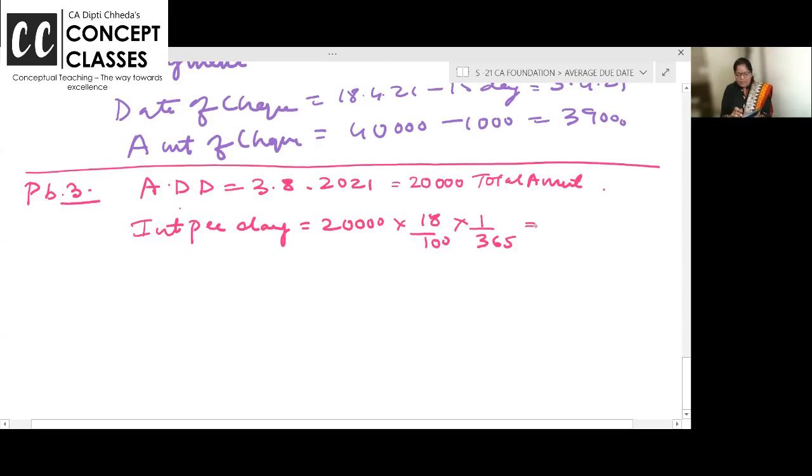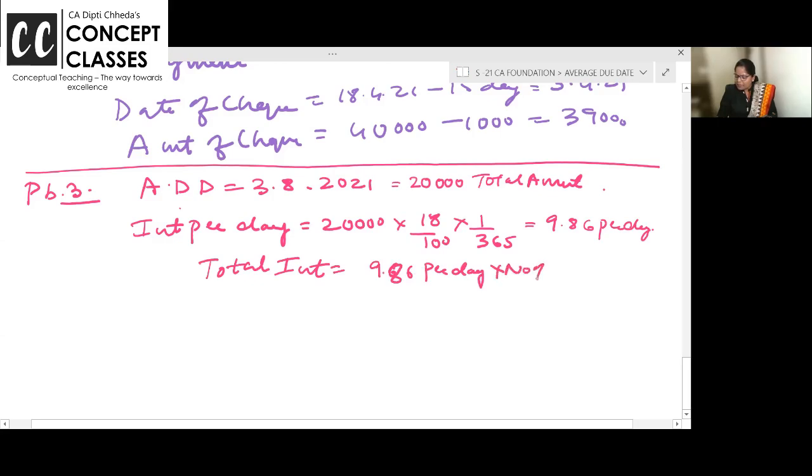20,000 into 18% divided by 365. How much are you all getting? 9.86 rupees per day interest. And you want to earn how much interest? 150 rupees. Yes. Very good for the response. Total interest is equal to 9.86 interest per day multiplied by number of days.